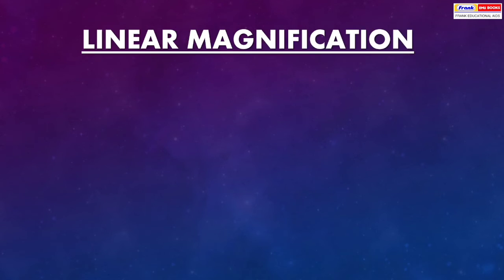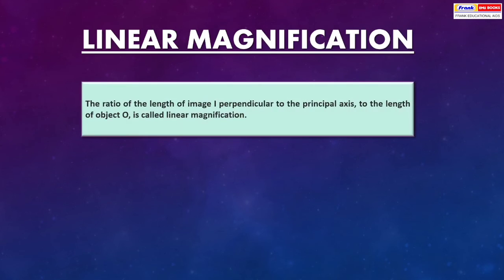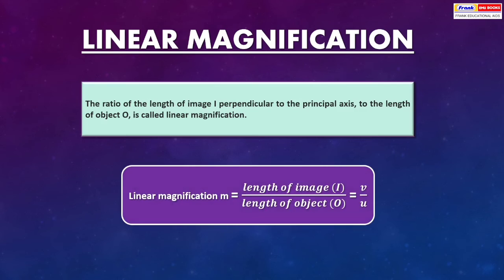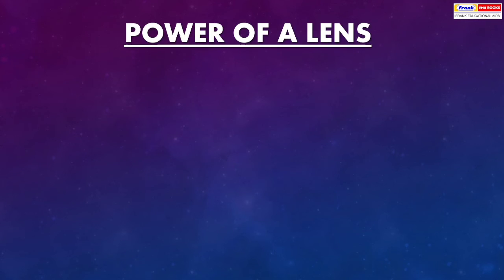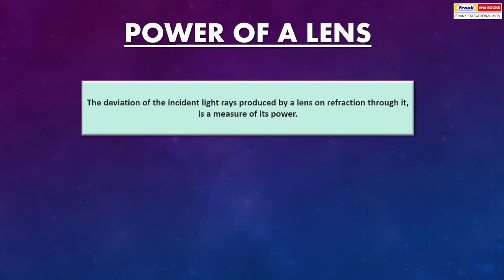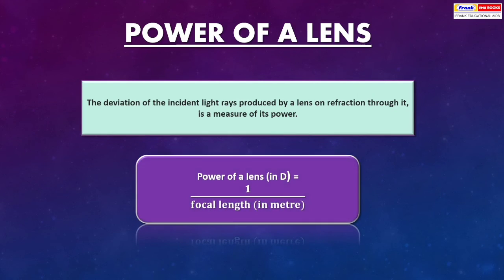Linear magnification. The ratio of the length of image perpendicular to the principal axis to the length of object is called linear magnification. Linear magnification m is equal to length of image I upon length of object O, that is, v upon u. Power of a lens. The deviation of the incident light rays produced by a lens on refraction through it is a measure of its power. Power of a lens in diopter is equal to 1 upon focal length in meters.